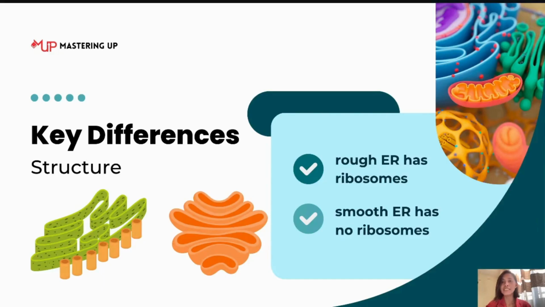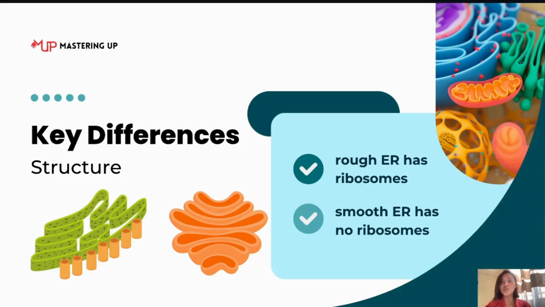On the other hand, the smooth ER looks smooth under a microscope because it doesn't have ribosomes attached to it. This gives it a more even appearance. Without ribosomes, the smooth ER doesn't focus on protein production. Instead, it's involved in other vital processes like, again, lipid synthesis, detoxification, and calcium storage.